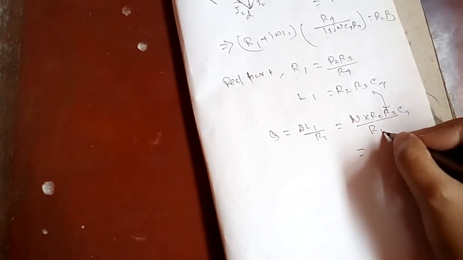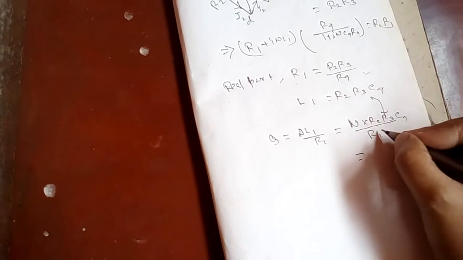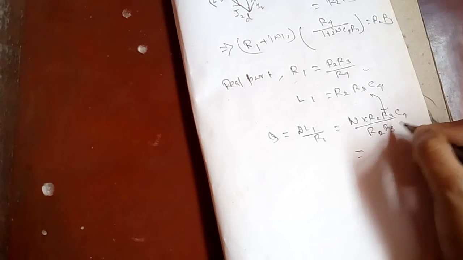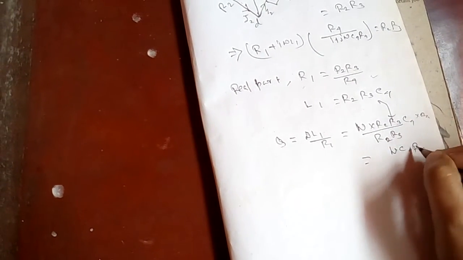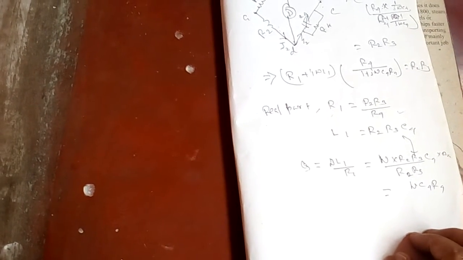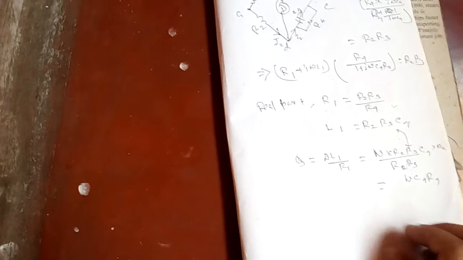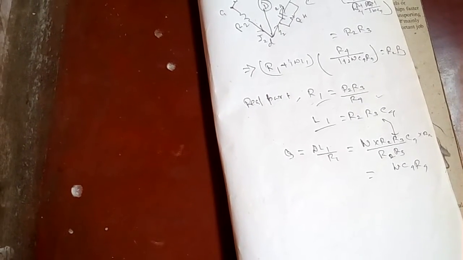So we get R1 equal to R2R3 by R4, and Q equal to ωC4R4. The advantage of the bridge is that the two equations, the L1 equation and the R1 equation, are independent, with no frequency term. The Maxwell bridge is useful for measuring a wide range of inductance.